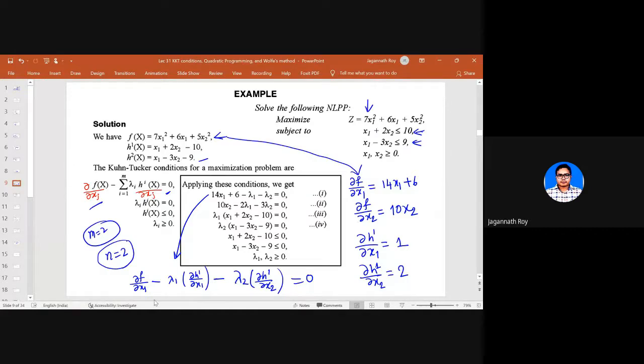So this is 14x plus 6 minus lambda 1 into 1 minus lambda 2 into 1. Okay, so this is lambda 1 into 1. This is lambda 2 into 1. And this is 14x plus 6. So here it is. Similarly, we can do all the computations, and then we try to find out the equations.